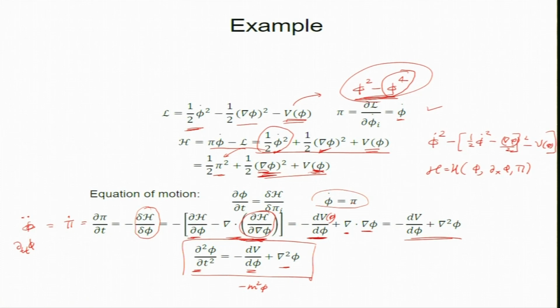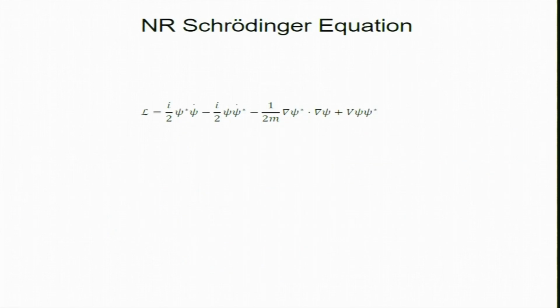Okay. So, this is a simple example, but we will go to a slightly more complicated example, the Schrodinger equation. Schrodinger equation, psi is a field. So, we can also write down the Lagrangian for the Schrodinger equation, or the Lagrangian for psi. The Schrodinger equation will be derived as the equation of motion. Okay. So, for this, the Lagrangian is written like that.